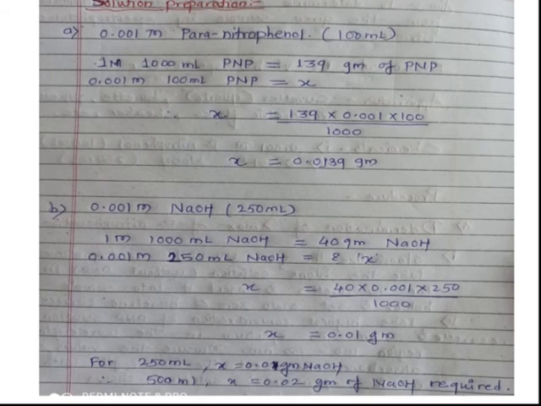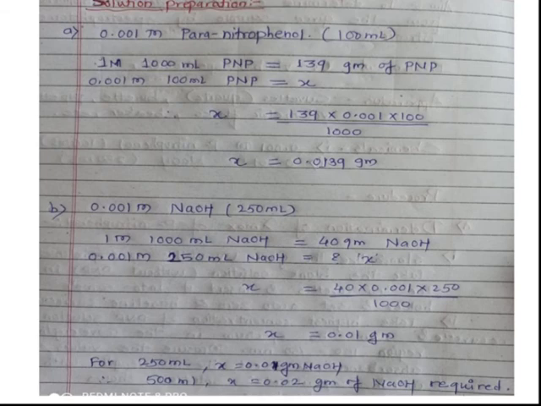Here is the solution preparation. We have to prepare initially 0.001 molar para-nitrophenol. Para-nitrophenol, it is a solid. Suppose we have to prepare 1 molar, 1 liter para-nitrophenol. At that time there is a requirement of 139 gram of PNP. And now we have to prepare 0.001 molar, 100 ml para-nitrophenol. So how much amount of para-nitrophenol solid should be weighed?